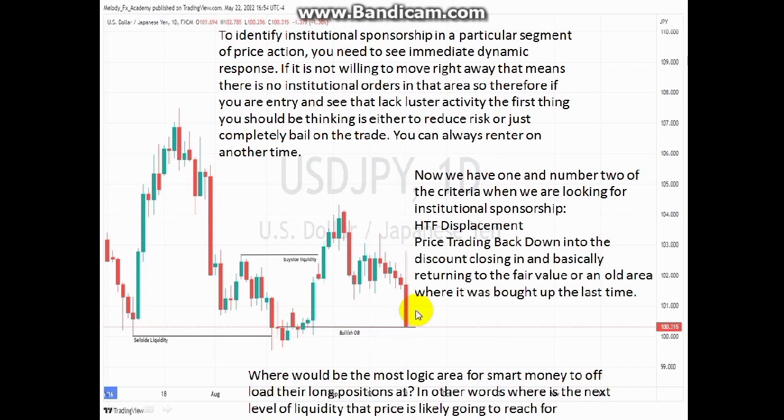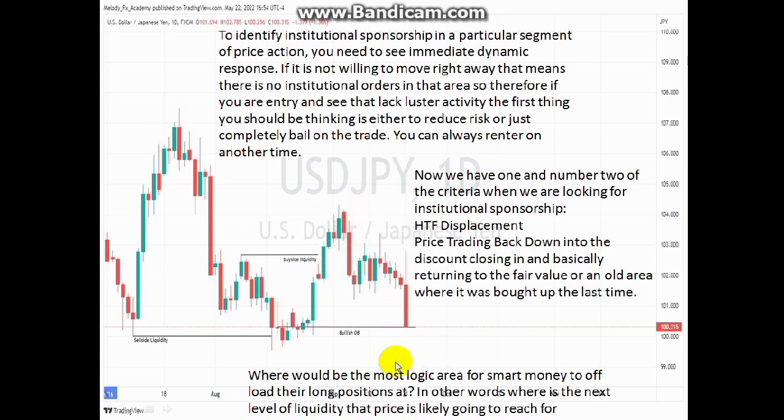If you have been taking note and studying price action, you should know the answer to that. The obvious area that smart money are going to offload their long positions that they acquire below here is going to be above this short-term high, probably above here and above this old high. Okay, so we are going to come to that in a short time.